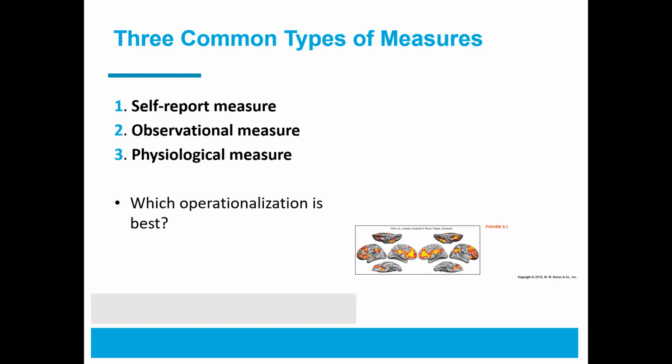So which operationalization is best? Well, a single construct can be operationalized in all 3 ways, and one is not necessarily better than the other. However, it is preferable that the 3 types of measures show similar patterns of results. If you were to get different results from each method of measuring the same variable, then you couldn't accurately say that they were both measuring the same thing.